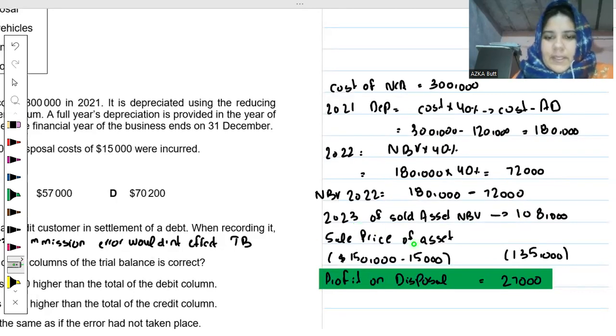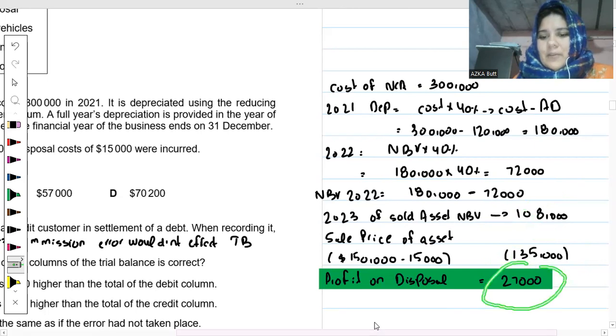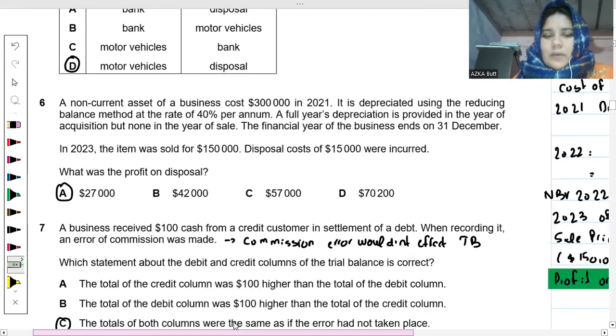The sale price of the asset was 150,000, but the disposal cost is 15,000. So we have to deduct this disposal cost from the sale price, which gives 135,000. The net book value of this asset was 108,000, but you are receiving 135,000. You are receiving more than the net book value, so $27,000 is the profit on disposal.